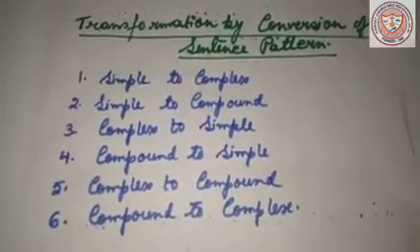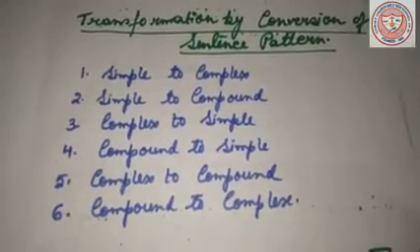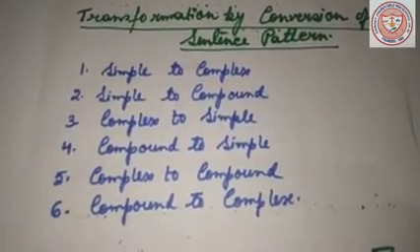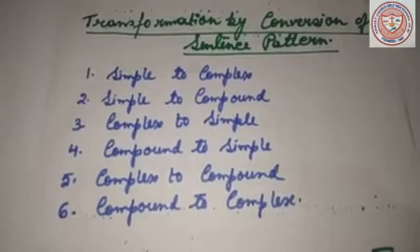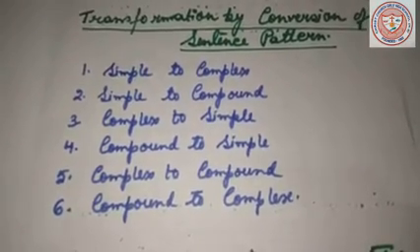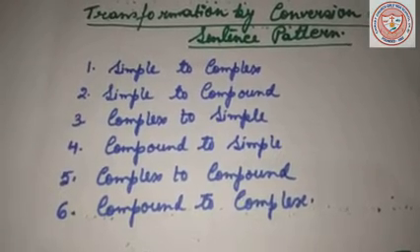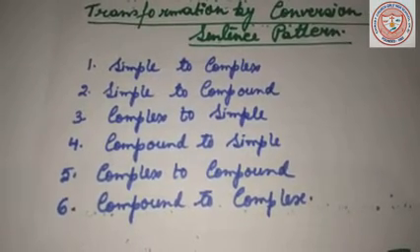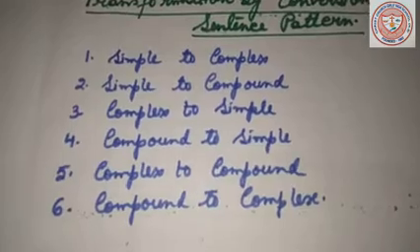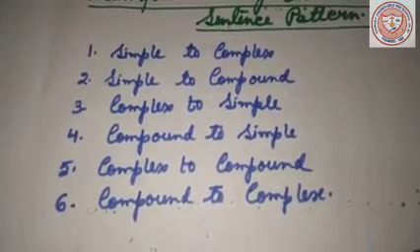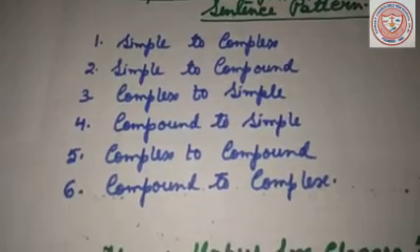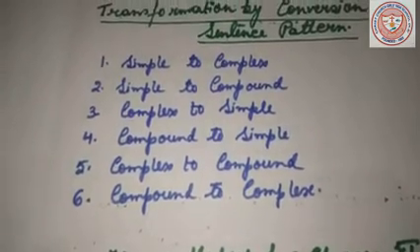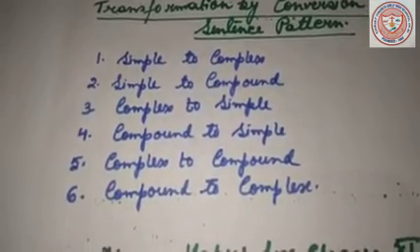Then comes another category that we can transform the sentences by conversion of sentence pattern. That we also know that sentences are of different types. There are three main basic types of sentences in English language. Number one is simple sentence, that we all know. Number two is complex sentence. And number three is compound sentence. So these can be categorized such as from simple to complex, simple to compound, complex to simple, compound to simple, complex to compound, and compound to complex. So in these two categories, we can transform our sentences in English language.